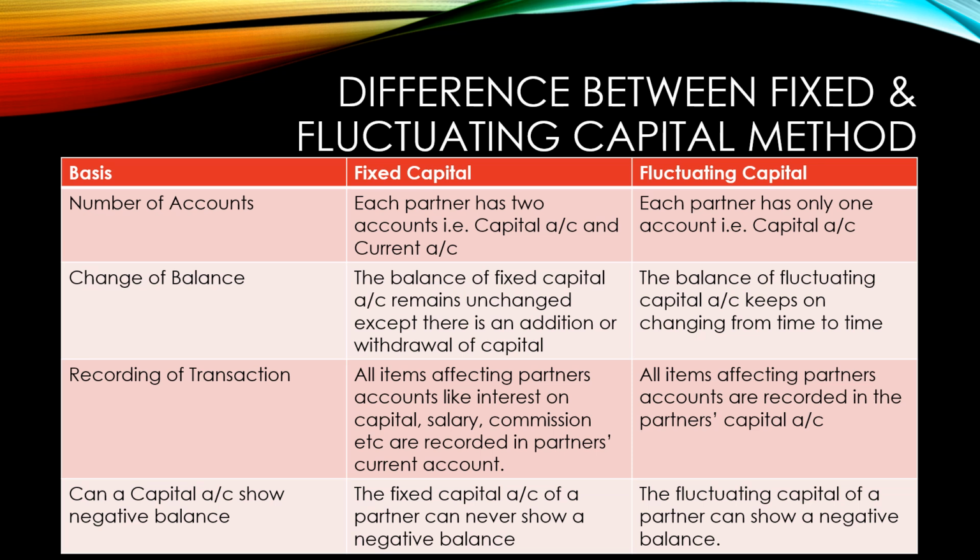What kind of transactions are recorded in fixed capital? In the current account, we record all the interest on capital, salary, commission. And in fluctuating capital, these all things are recorded in the capital account itself. Can a capital account show negative balance? In fixed capital account, partners capital account can never show negative balance. But in fluctuating capital method, the partners capital account can show negative balance.